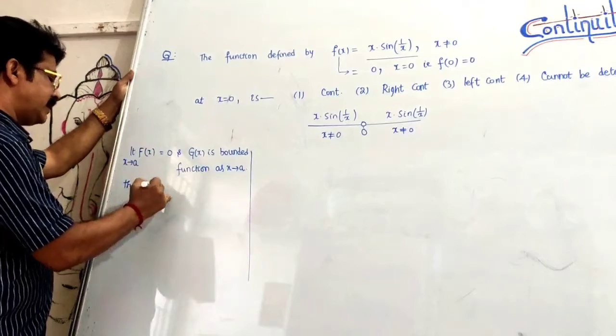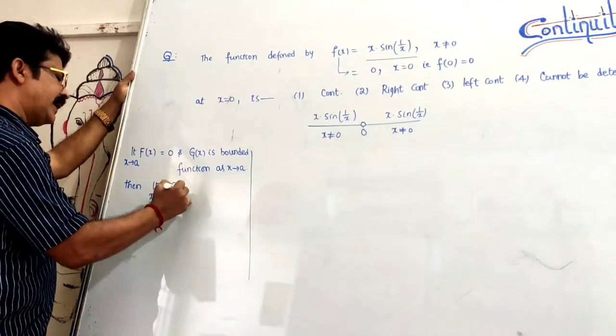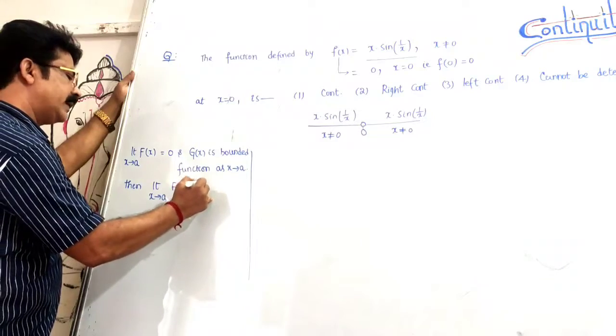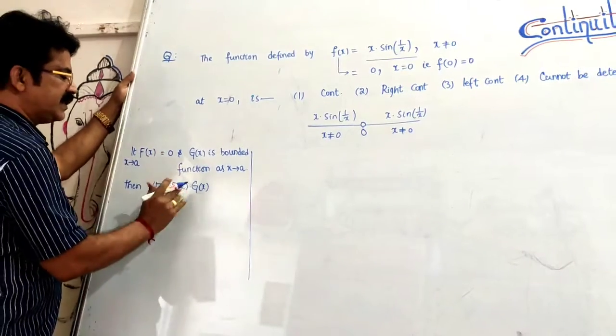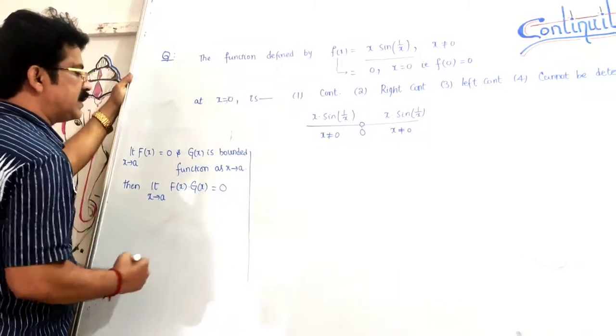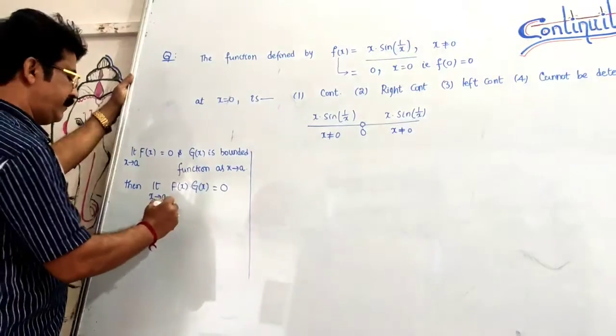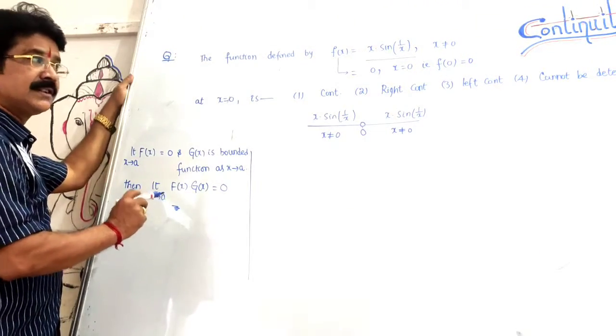Then limit x tends to a, capital F of x into capital G of x. Its value is already 0 as x tends to a. 0 into a bounded function is equal to 0. This is a very important definition or concept. Of course, it is the shortcut.